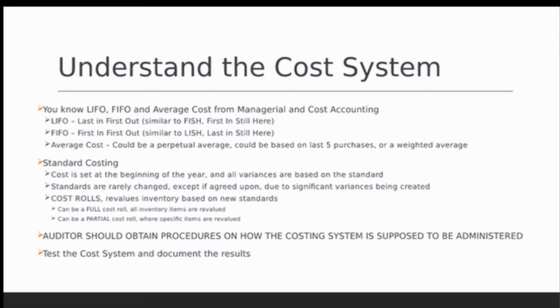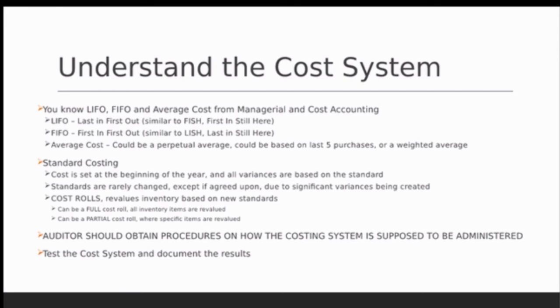Now, standards are not really supposed to change much, so they rarely change, but occasionally you come across that situation where there's just a significant variance that's constantly popping up from one particular costing model that was either input wrong or just has had significant changes in pricing and whatnot. So you'll do what's called a cost roll. Cost roll means it's going to roll through all the inventory and re-add it and revalue it.